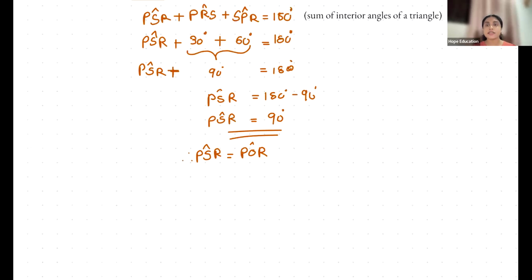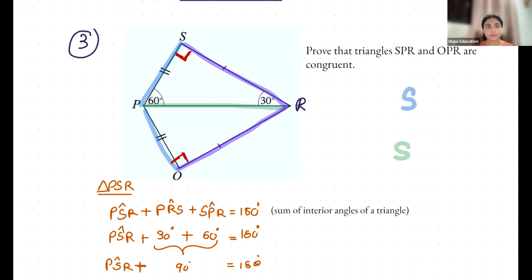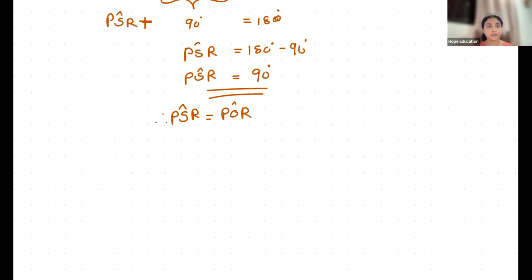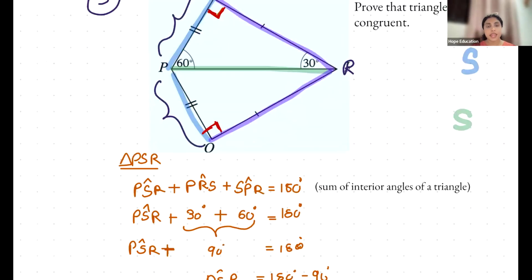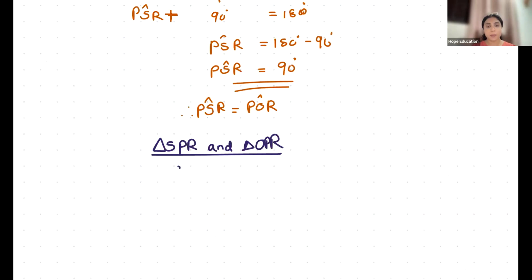Okay. So, yes, we proved the angle, and now we will write the rest of the congruency part. So the two triangles are SPR and OPR. Triangle SPR and OPR. So one side is here, SP is equal to PO. SP is equal to OP.